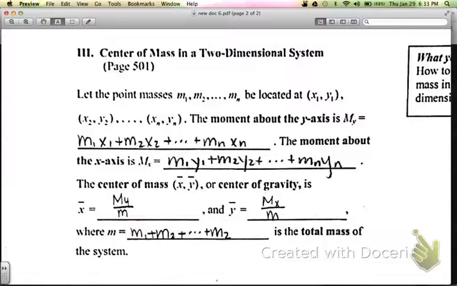Alright, if you look at the back of the notes paper, you'll see the center of mass in a 2-dimensional system. So the last example we just did was in a 1-dimensional system because we were only looking at the x-axis. But you can also look at it in a 2-dimensional system where you have an x and a y. So it says, let the point masses m1, m2, to mn be located at various coordinates in the coordinate plane. It says the moment about the y-axis is my. So notice here, it's kind of an opposite way of thinking. But notice that you have the m1, x1, m2, x2. So even though we're looking at my, the moment about the y-axis, you're looking at it with the mass times the x-coordinates. So keep that in mind as we go through.